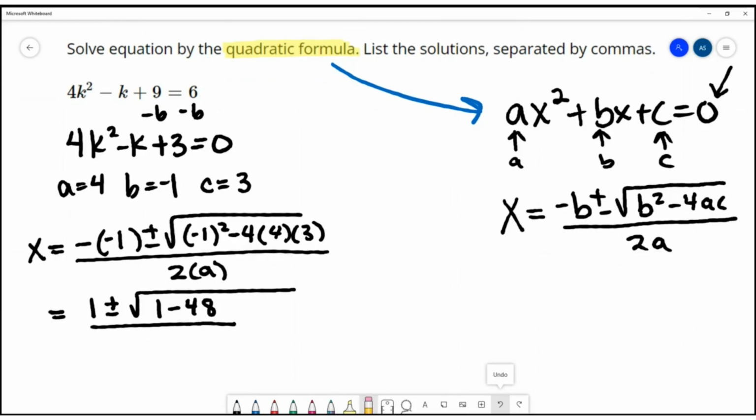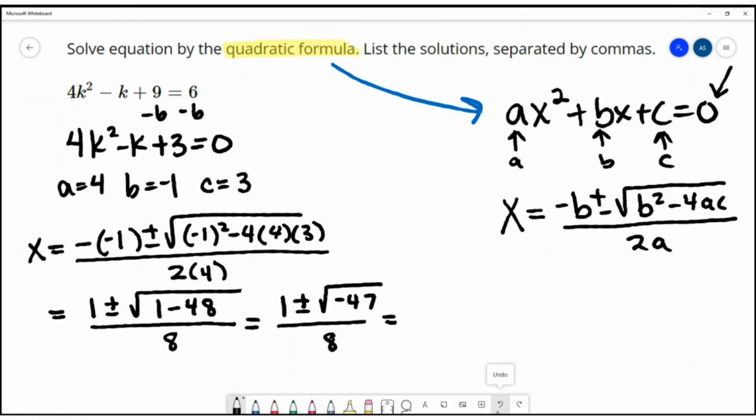In my denominator here, I can see that I forgot to write what a was. It's 2 times a, that's 2 times 4. So 2 times 4 is 8. I can simplify a little bit more inside the radical. 1 minus 48 is negative 47.